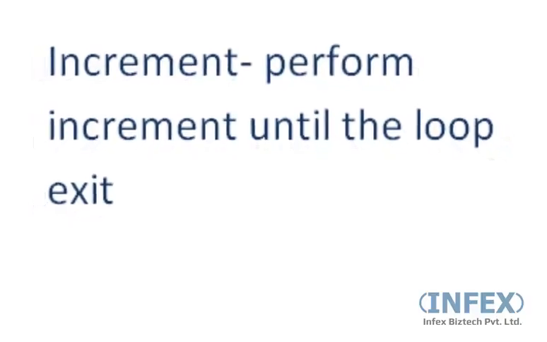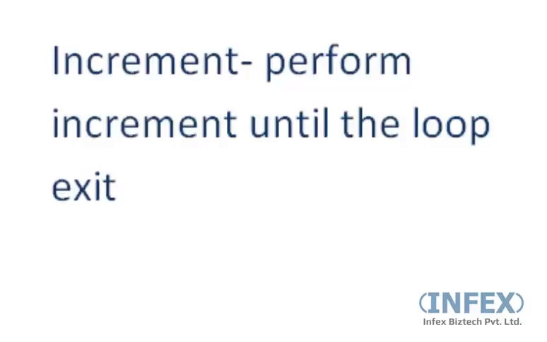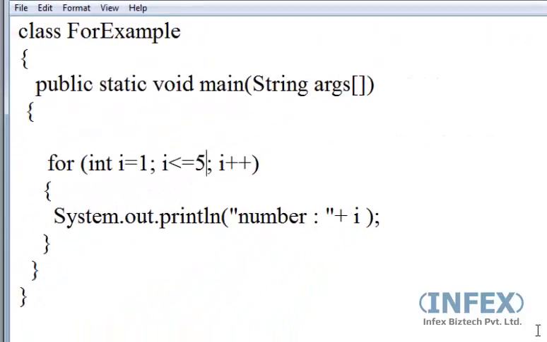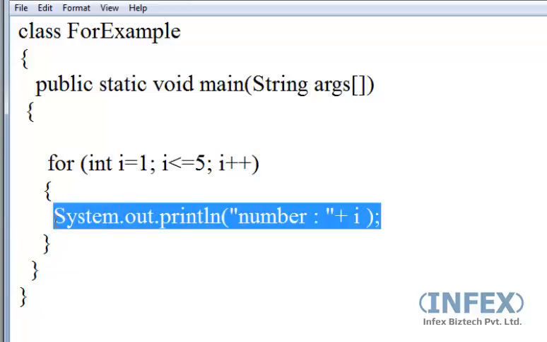Let's take a look at the example of for loop. So this is the example of for loop. Here, this is the initialization process. Here the value 1 is assigned to integer variable I. This is the condition statement. It means this loop will stop when I equals 5. This is the incremental process. In each loop, I value will be incremented by 1, and in each loop this statement will be executed.